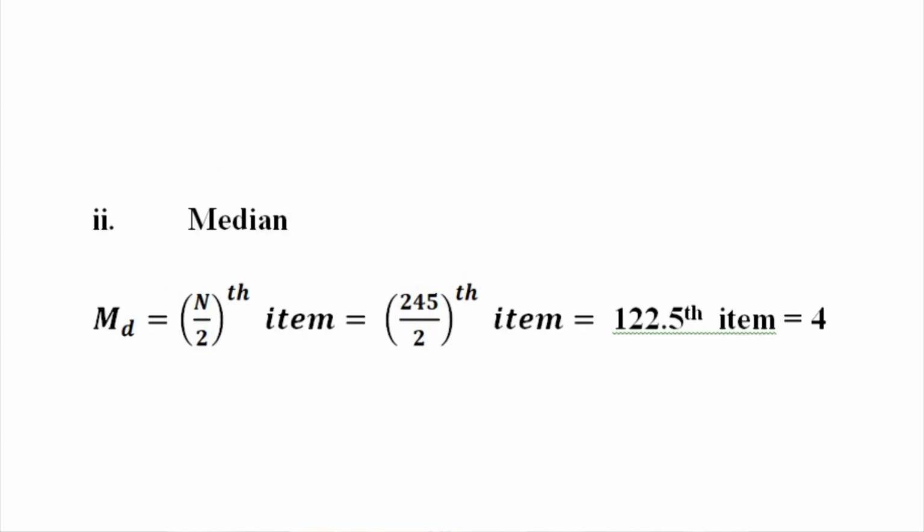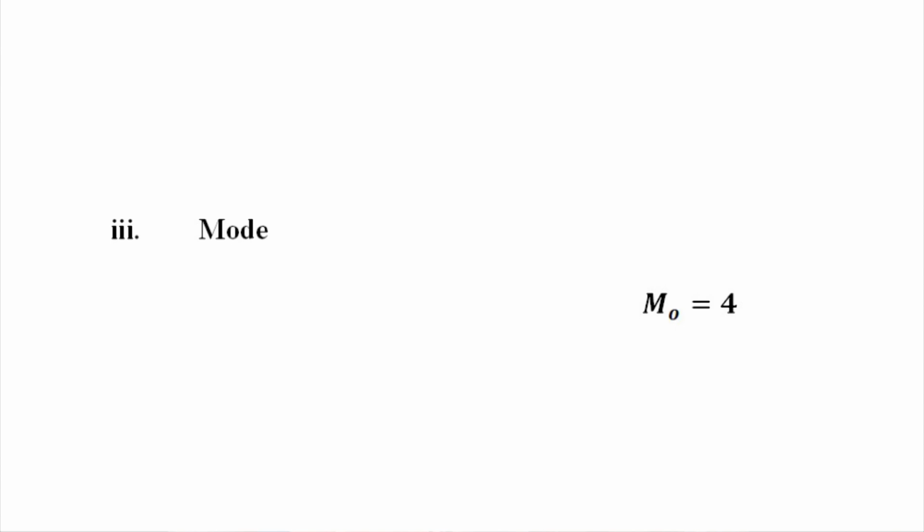Next, in order to find the median value, compute the n by 2th observation, that is 245 divided by 2th item, which is equal to 122.5th item. The less than cumulative frequency greater than 122.5 is 154 and the corresponding x value is 4. Hence, the median of the data is 4.